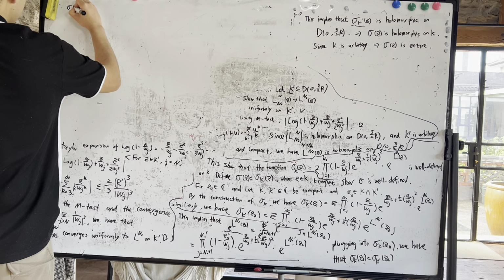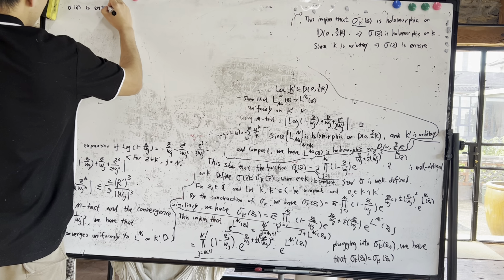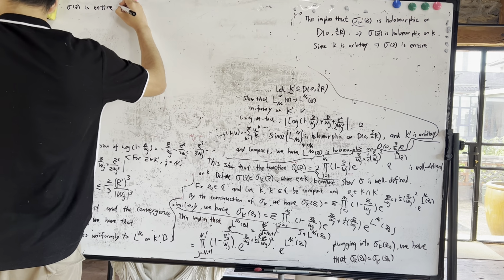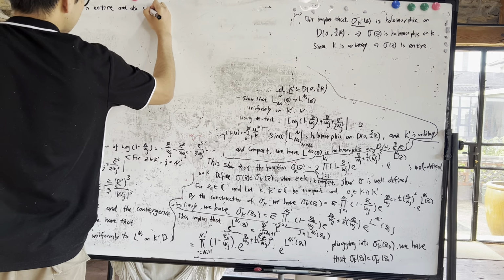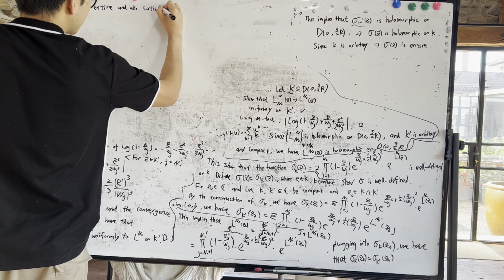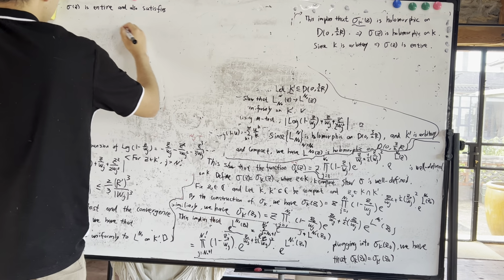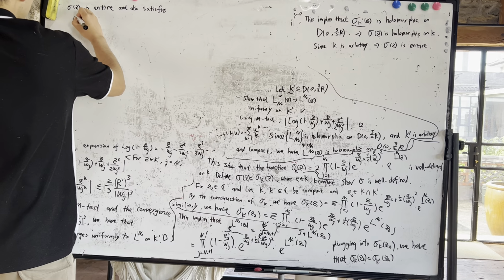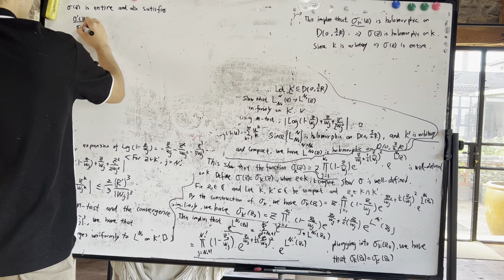So we have sigma z is entire, which we have just showed, and it also satisfies the relation that sigma prime z over sigma z is equal to zeta z.